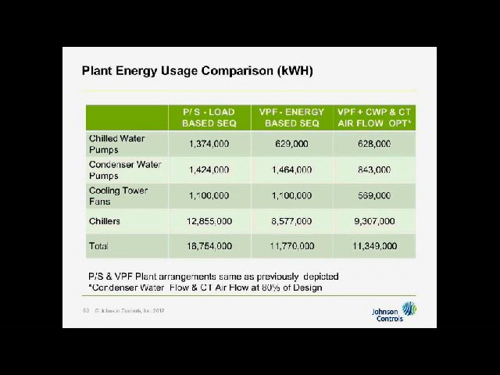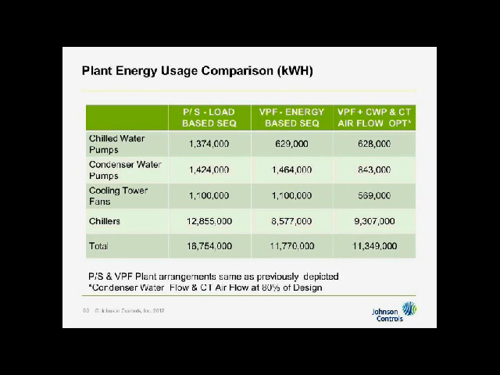Last, we tried to answer this question for this myth: what happens when we reduce the condenser water pump flow or the cooling tower airflow with variable speed drives? As I said before, we ended up at 80% of design flow, and now you can see the savings. The chill water pump remained at the same savings as the previous column, but now the condenser water pump energy went from 1.5 million down to 843,000 kilowatt hours in 1 year. The cooling tower fans energy was reduced from 1.1 million to 569,000 kilowatt hours per year.